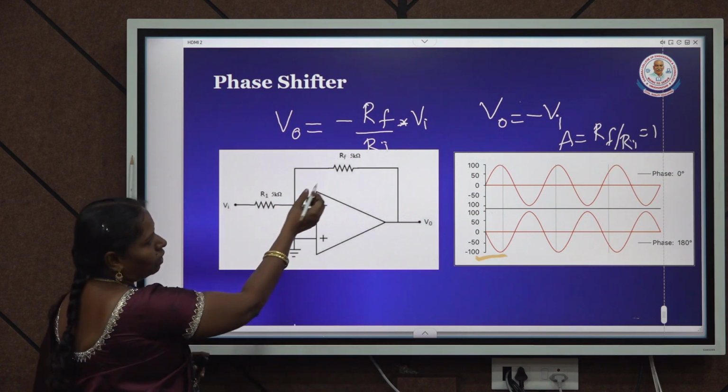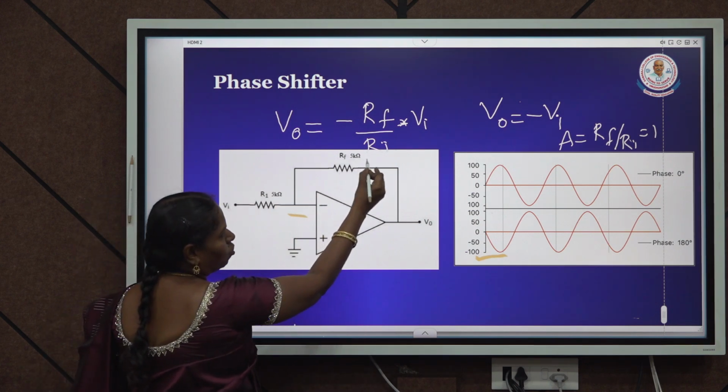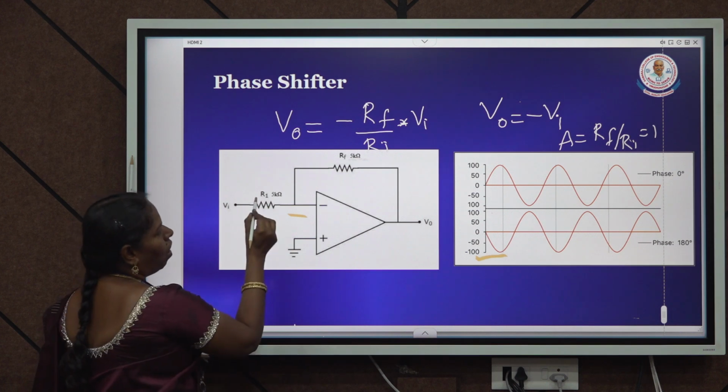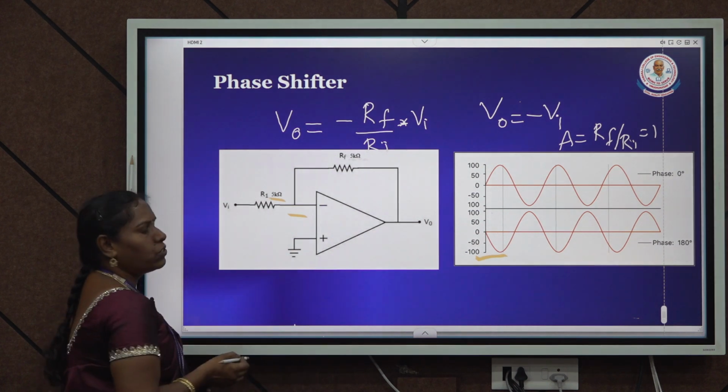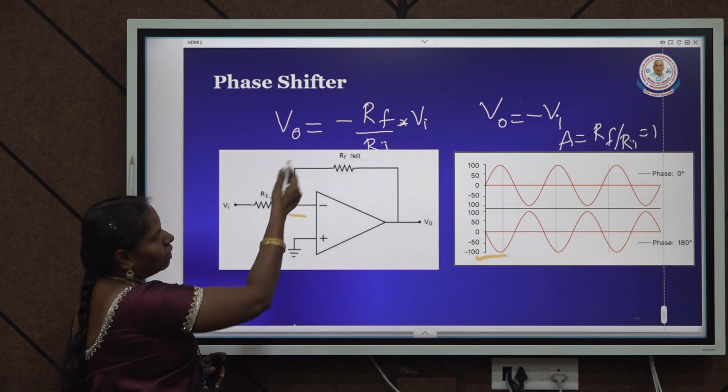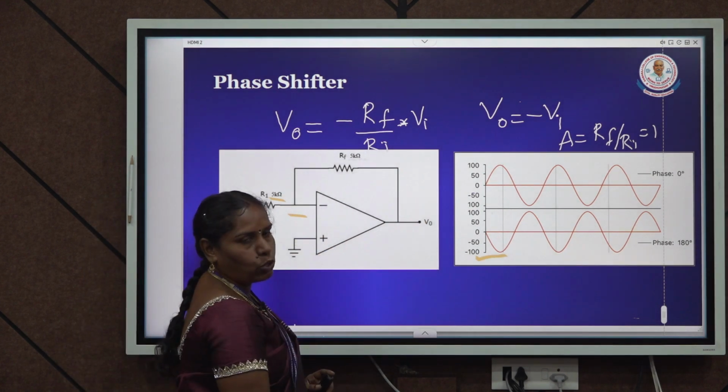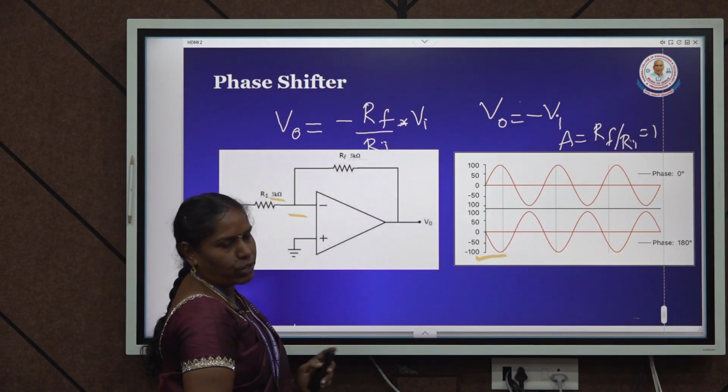So, look at here. RF is chosen as 5 kilo ohm and RI is also chosen as 5 kilo ohm. So, it will meet the criteria for the gain factor value 1. So, it can be used as a phase shifter.